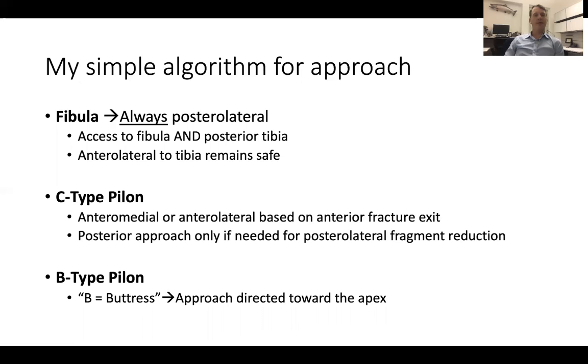For a B-type pilon, I just make the approach directed towards the apex of the fracture. So if it's an anterior B-type, then it's an anterior approach. If it's a posterior B-type fracture, then I do a posterior approach. So it's really just directed by where the apex of that partial articular fragment is.